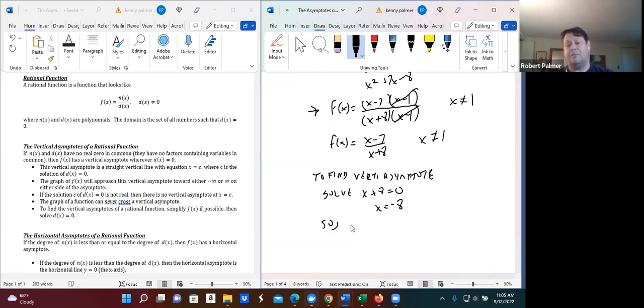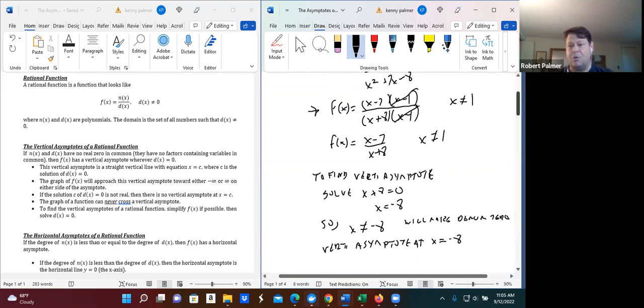So obviously that means that x can't equal negative 8. Okay. This will make our denominator 0. And so then we have a vertical asymptote at x equals negative 8. Okay, so this is the equation of our vertical asymptote.